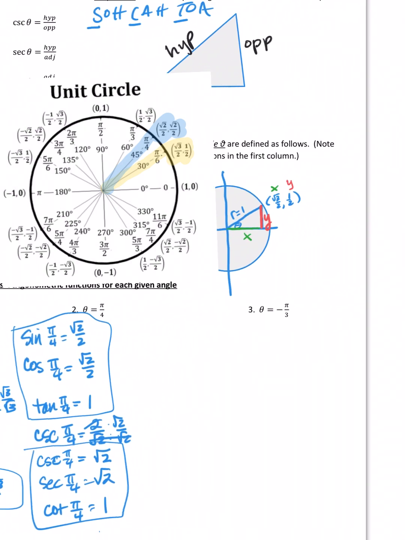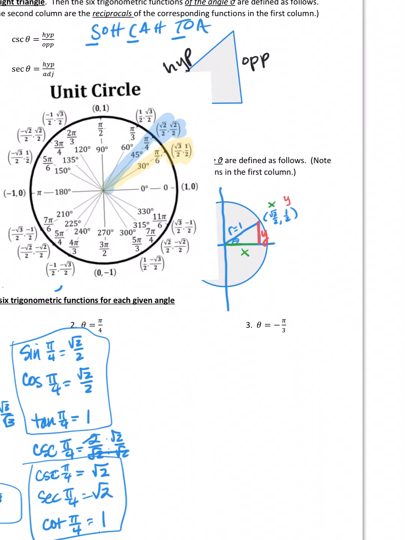Okay? Now, let's try one more. Theta is negative pi over 3. So we have to think, okay, where's negative pi over 3? Let's see, it's going in the negative direction, right? 1 pi over 3 down will give me this angle right here. Okay, I've identified it for you.